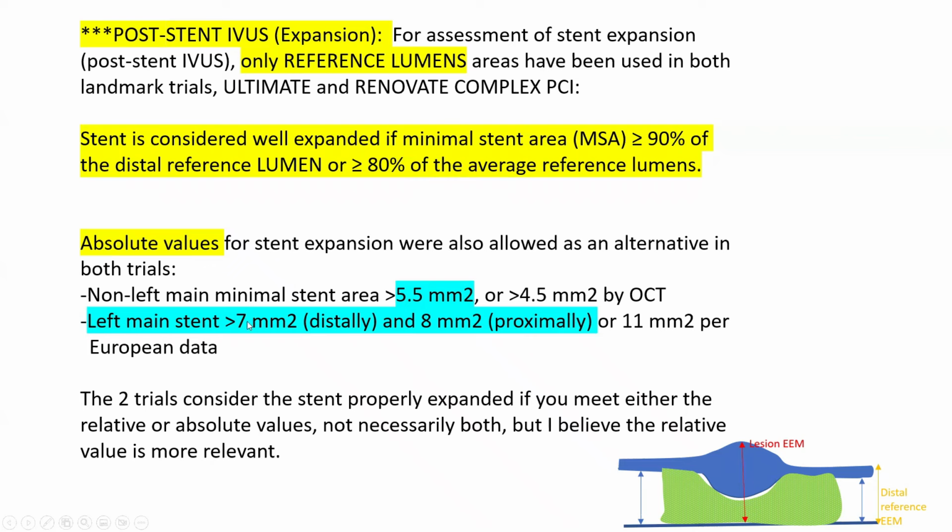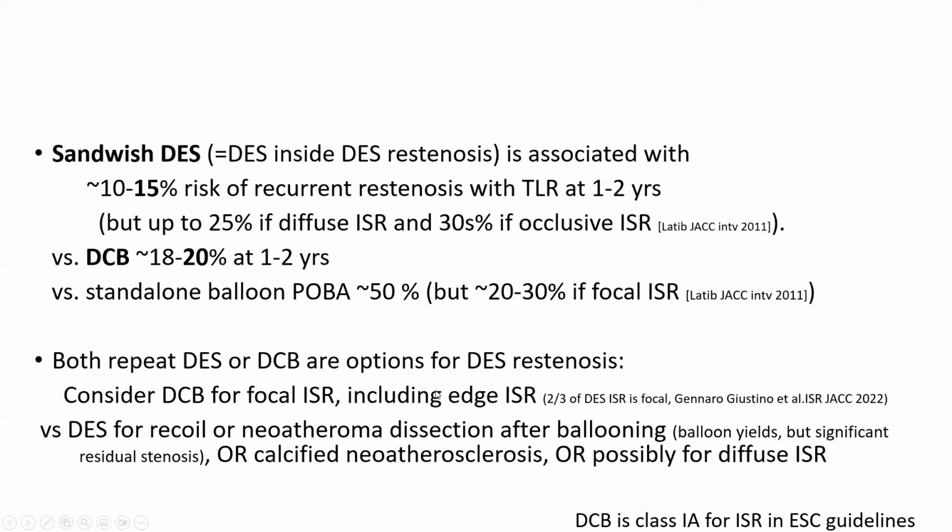Keep in mind also for the left main, even though those are the values used in those trials, European data suggests over 11 millimeter square in the left main is the number associated with the best long-term outcomes.